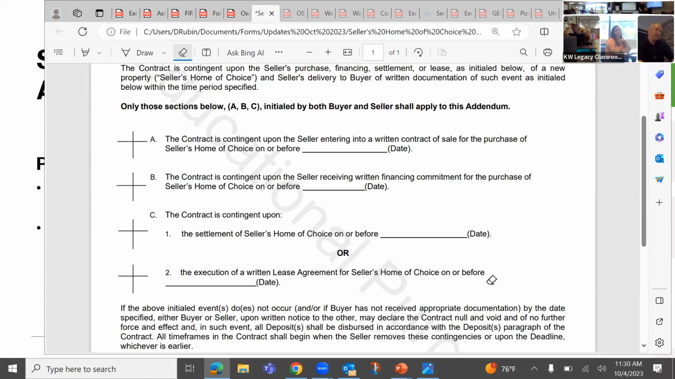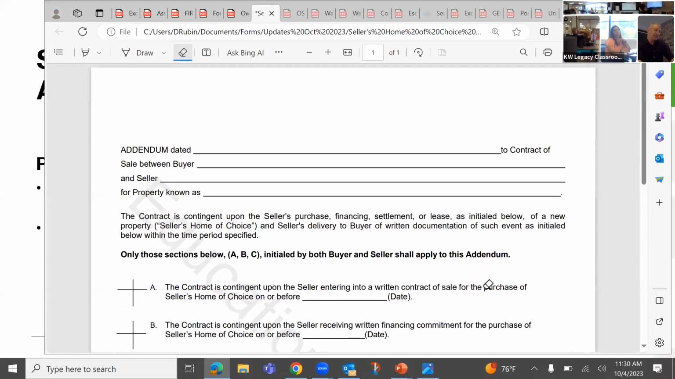Okay. So yes, that's somebody who's trying to buy a house, but they're selling their house at the same time. Exactly, yeah, so this is the seller's home of choice addendum, where the seller is saying, all right, I'm putting my house on the market, but I can cancel the sale if I don't find a place. So that's what this would be for. Yeah, so Julie, this is another thing that you add into the contract.